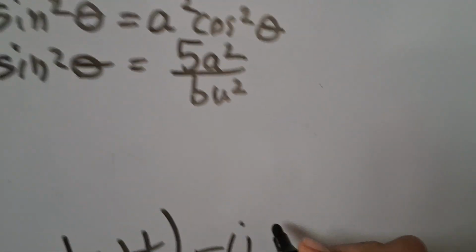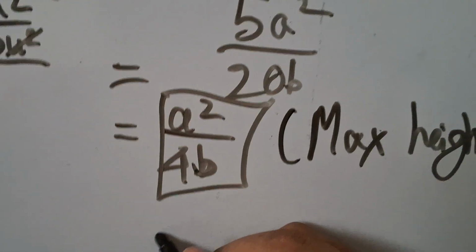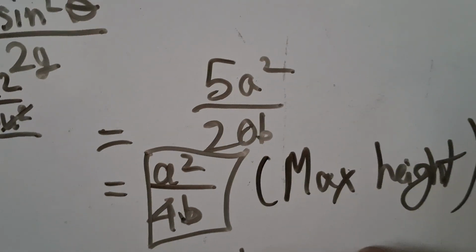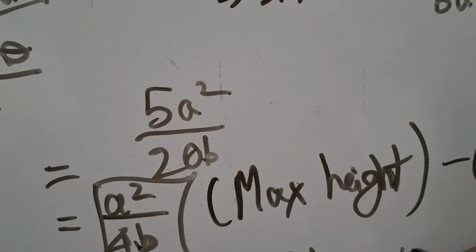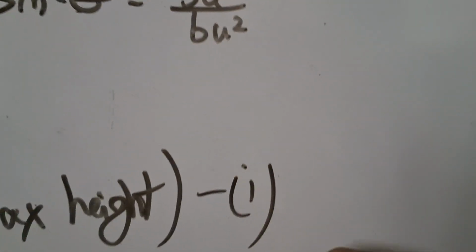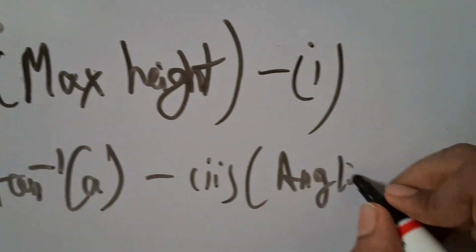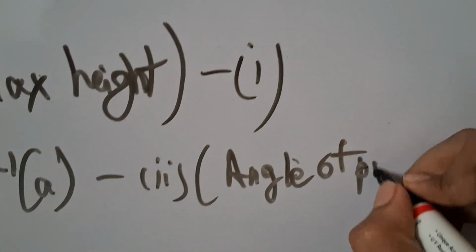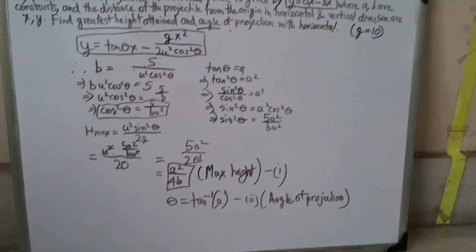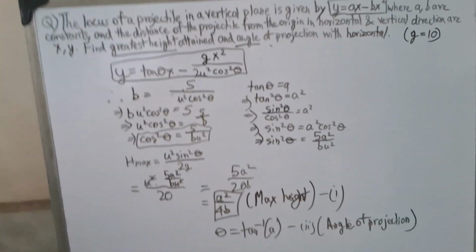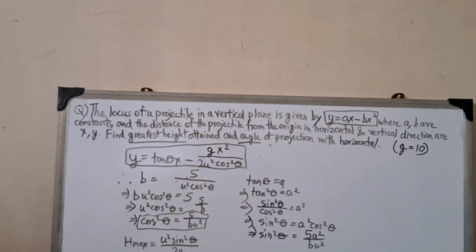So this is part 1. And what we have found is theta equals tan inverse a. This is the second part, the angle of projection. Here we go, this is the complete solution. We have found the maximum height, the greatest height, and the angle of projection.